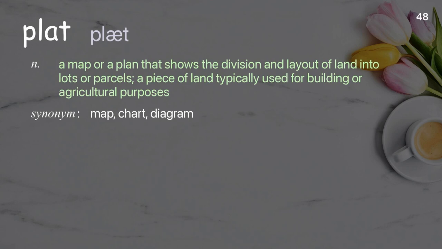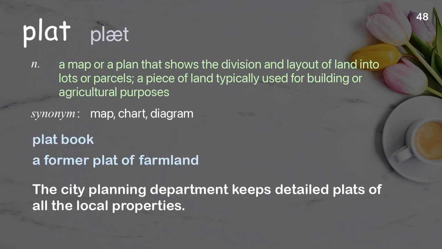Plat. A map or a plan that shows the division and layout of land into lots or parcels. A piece of land typically used for building or agricultural purposes. Examples. Plat book. A former plat of farmland. The city planning department keeps detailed plats of all the local properties.